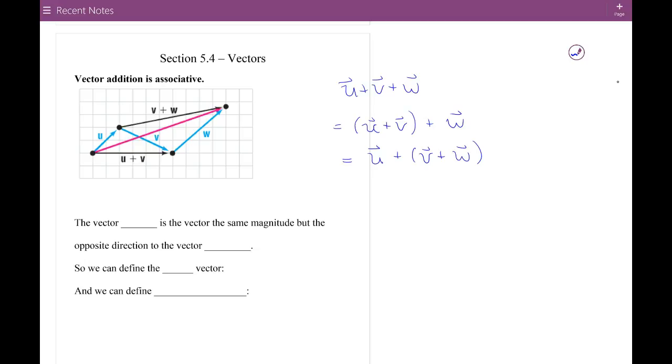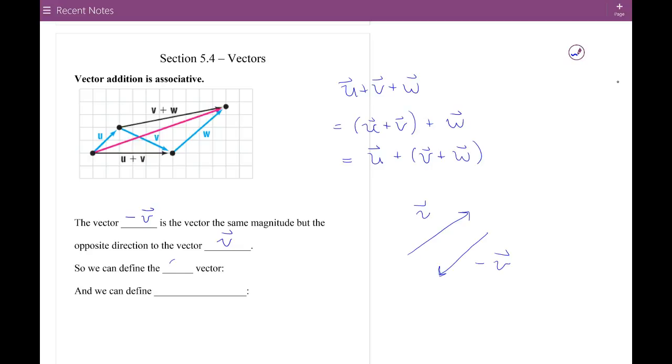So the vector negative v is the vector that's the same magnitude but the opposite direction as the vector v. So if this is your vector v, this is your vector negative v. It has the same tilt and the same length, but the arrowhead is on the opposite end.